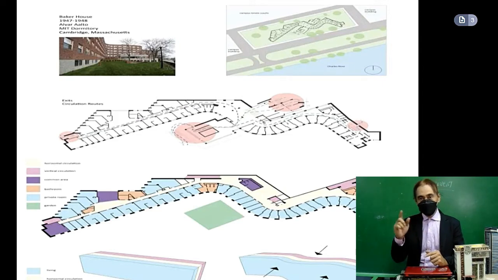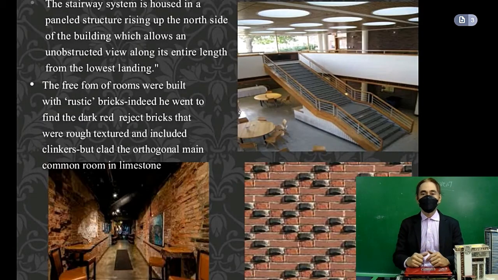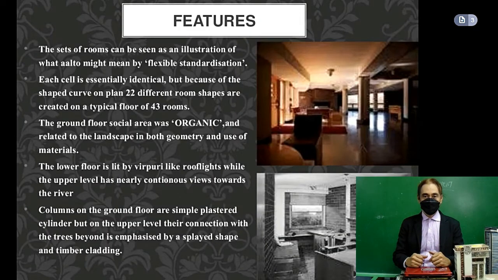So here is the plan of the MIT dormitory, Cambridge, Massachusetts. Features: the set of rooms can be seen as an illustration of what Aalto might mean by flexible standardization. Each cell is essentially identical, but because of the shape curve on the plan, different room shapes are created in a typical floor of 43 rooms.